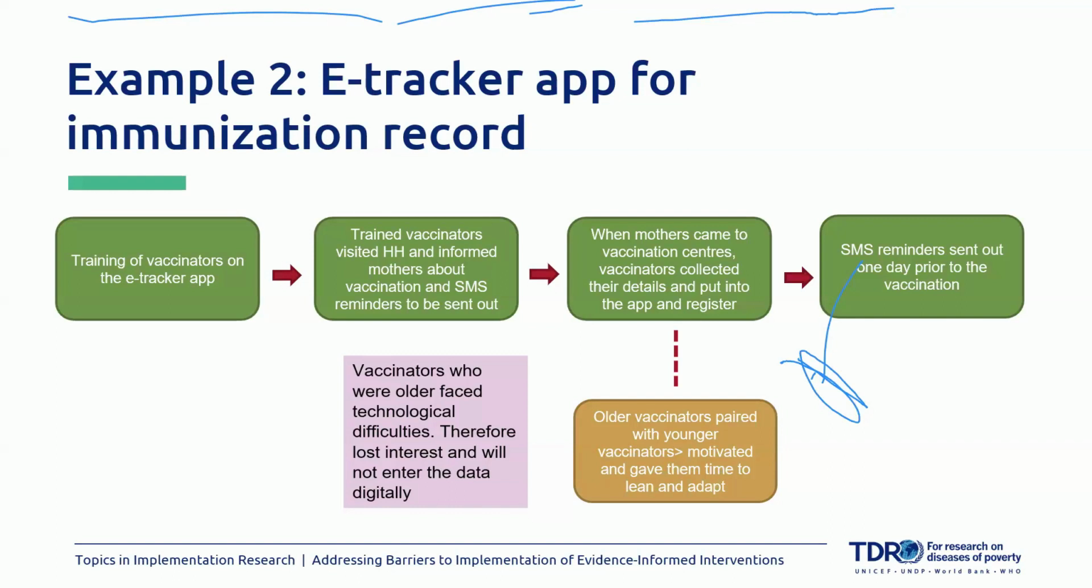What the implementation research found was that the vaccinators who were older in age were having technological difficulties. Even though the tabs were provided and there was an app, they were facing a lot of difficulties navigating through the app, which was a big reason why they lost interest, and they didn't want to enter data digitally as much as they did on the register. So as an adaptation, the older vaccinators were paired with younger ones. Through this pairing up, they learned from the younger ones, which gave them motivation. Over time, they became used to the app and were more willing to enter those details digitally.